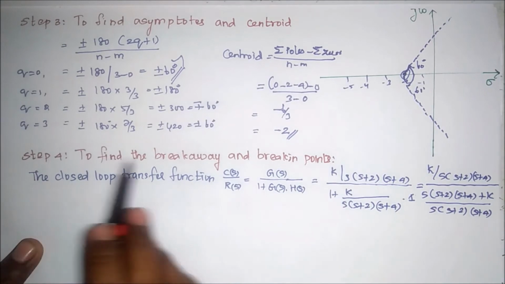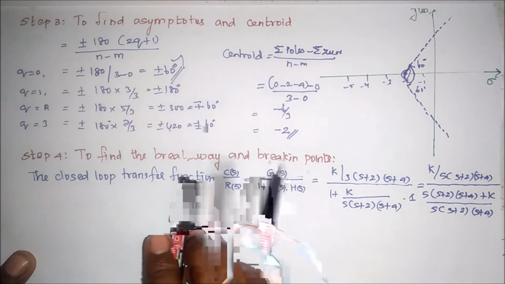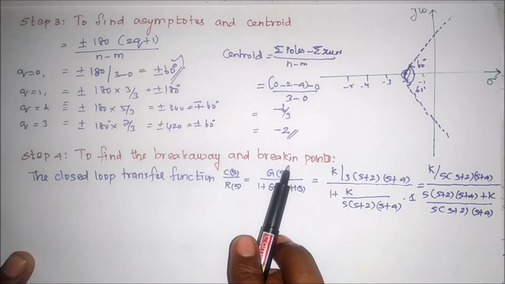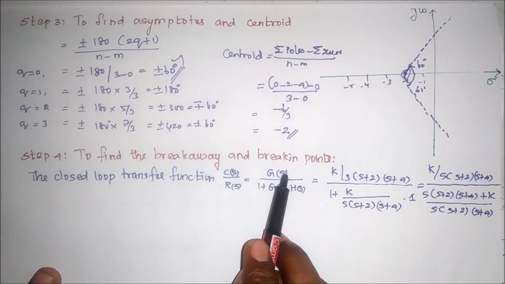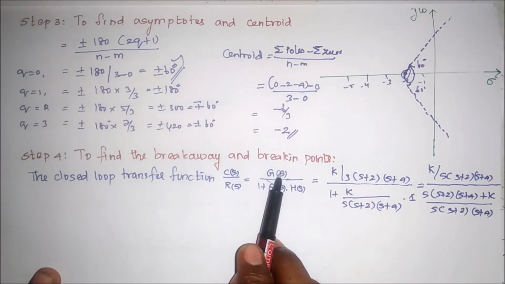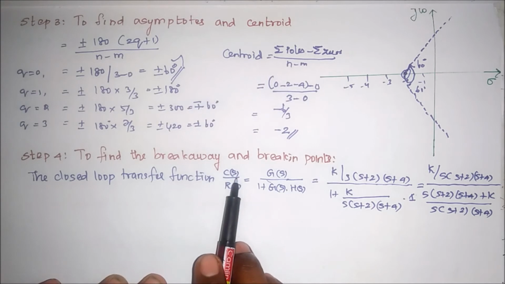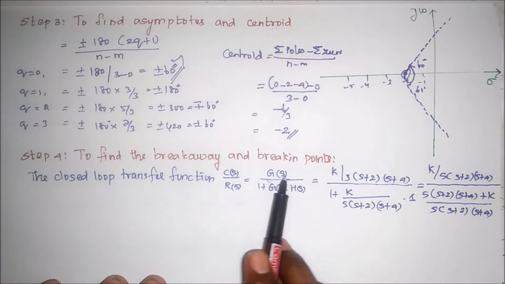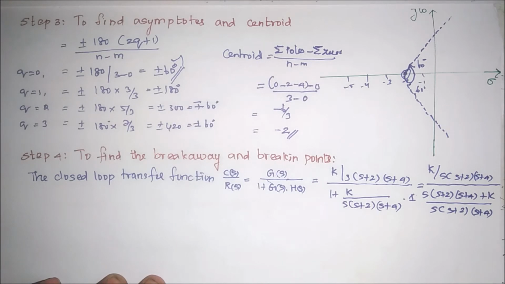Next, to find the breakaway and break-in points, we have to know the characteristic equation. In the given problem, we have been given the open loop transfer function G of s. To get the characteristic equation, we have to find the closed loop transfer function. The formula to calculate the closed loop transfer function from the open loop transfer function is G of s divided by 1 plus G of s into H of s. From the given problem, we can assume H of s equals 1.